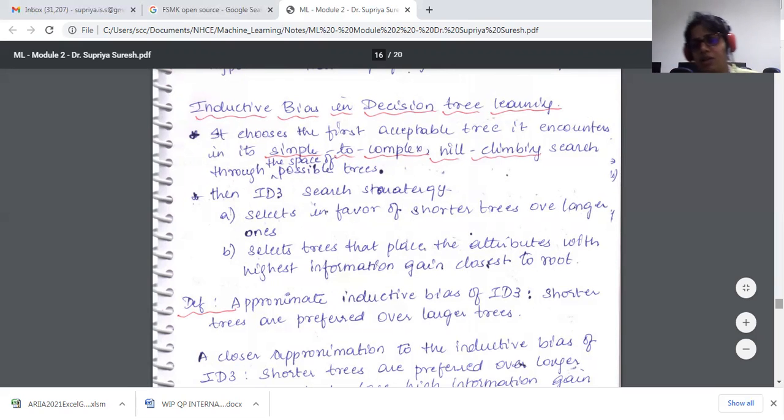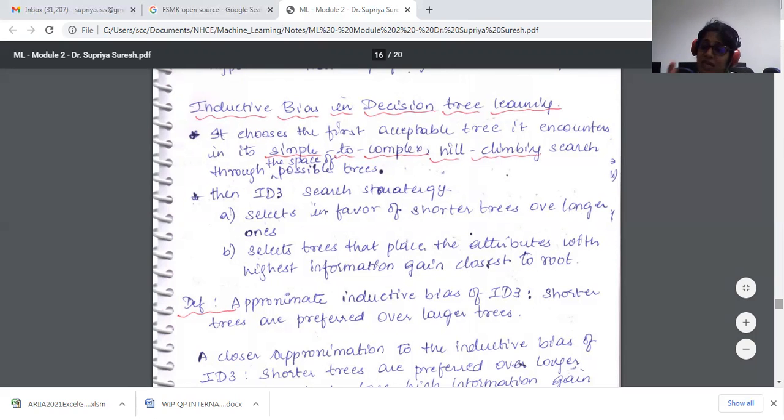As I told you, we constructed one tree, right? How did we do it? We considered which attribute has the major gain value, constructed that as a root node, and then saw how we could go ahead with branching, and whether there was any leaf node. We constructed the entire tree. That was the first acceptable tree for us. We constructed it in a simple-to-complex manner, in a hill-climbing approach. We started constructing that tree.